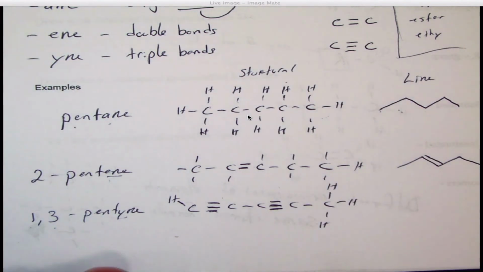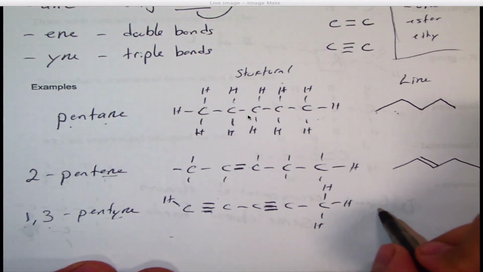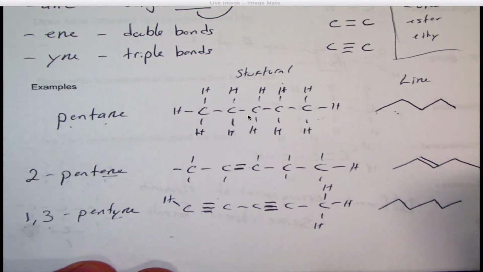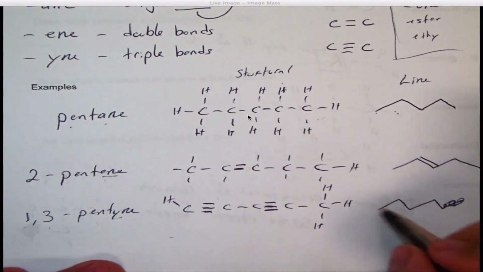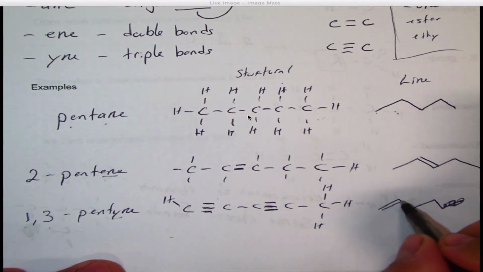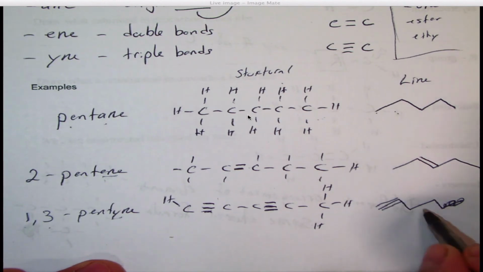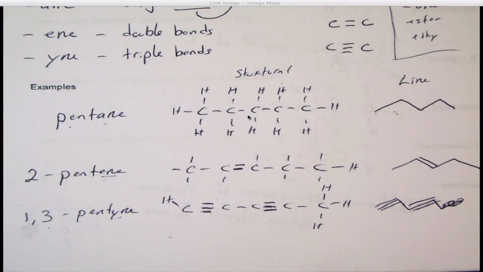And how would I draw that with a line drawing? Go 1, 2, 3, 4, 5. There's 5. I have 3 bonds here. And then I have 3 bonds here. 1, 2, 3. And there you go. And there's my line drawing.